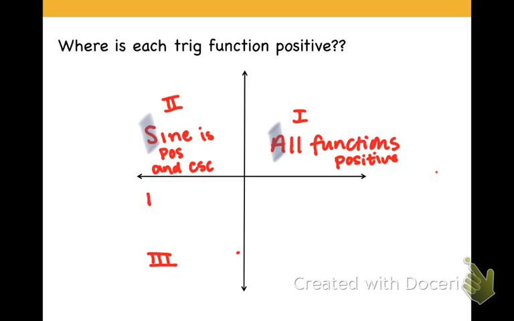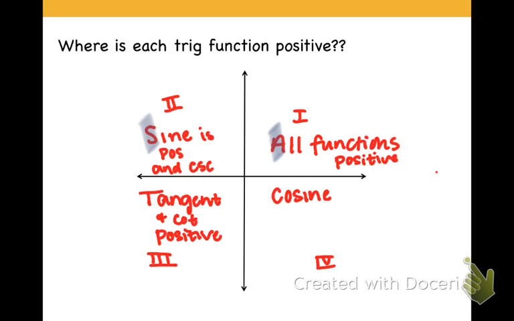our T, tangent, and its reciprocal cotangent. Those are positive. And then the last quadrant here, our fourth quadrant, that's going to be our cosine, and then its reciprocal secant. These are the ones that are positive in the fourth quadrant.